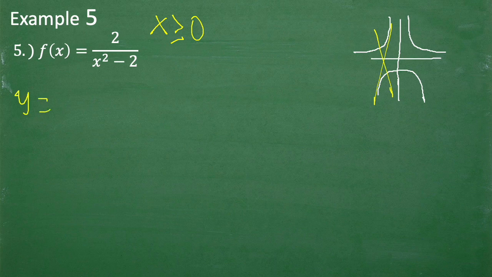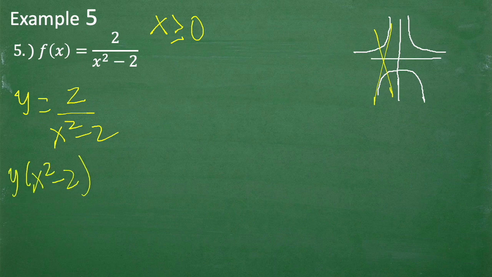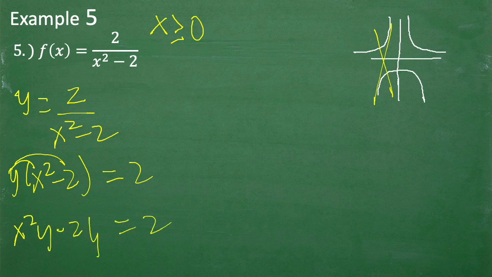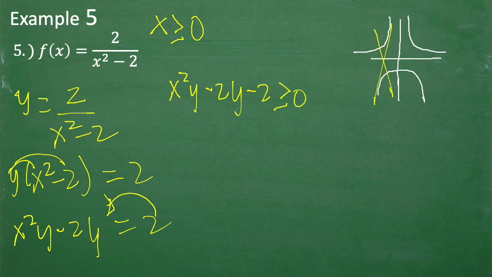y equals 2 divided by x squared minus 2. And then simply cross multiply, we have y times x squared minus 2 equals 2, and then distribute the number. We have x squared y minus 2y equals 2. And then we're going to move this one to the other side so that we will have x squared y minus 2y minus 2 greater than or equal to 0. This is the method that we use in finding the domain and range of the function.